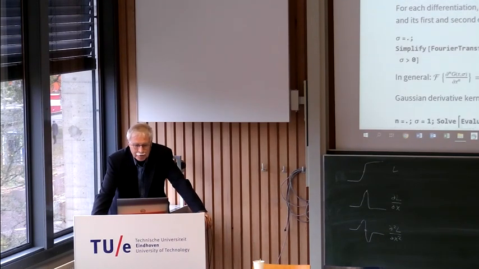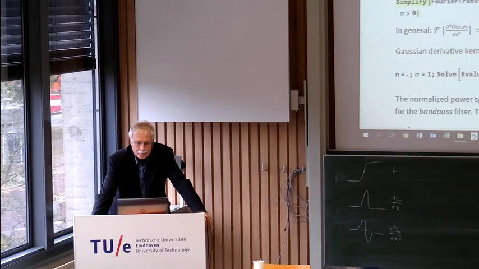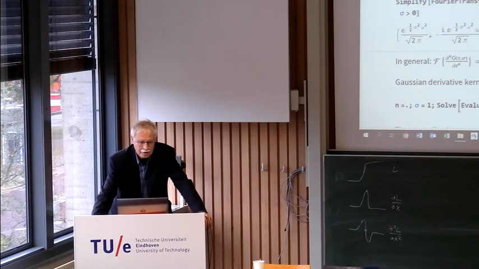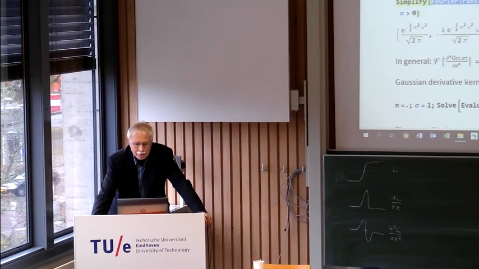How do the Gaussian derivatives look in the Fourier domain? I plot here the Fourier transform of the Gaussian. I take the Fourier transform of the first derivative, and I take the Fourier transform of the second derivative. What do we see?